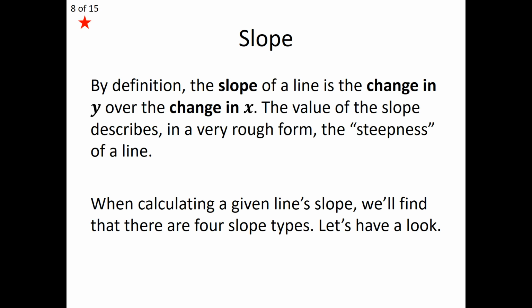So by definition, the slope of a line is the change in the y over the change in x. The value of the slope describes in a very rough form the steepness of the line. And so when we calculate slope, we're actually going to find there are 4 types of slope that we'll encounter. Let's take a look at those first before we look at our slope formula.